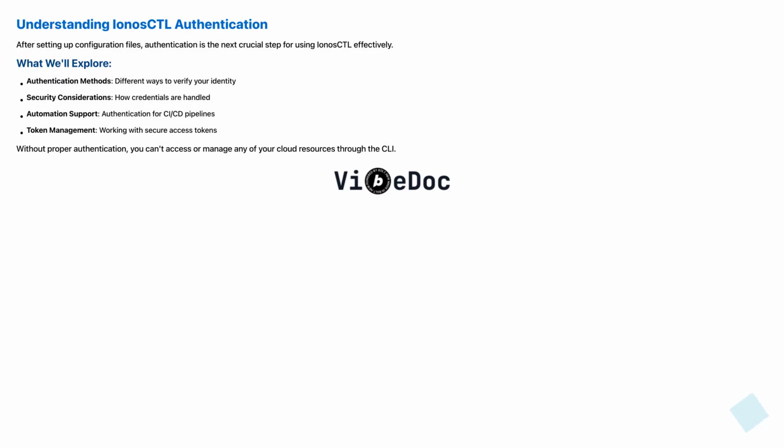So we've got our configuration file set up for Ionosctl. That's going to save me a ton of time not having to specify my data center ID with every command. But I'm still curious about how authentication works. In my experience with AWS CLI, I've always had to manage access keys and secret keys. How does Ionosctl handle authentication?